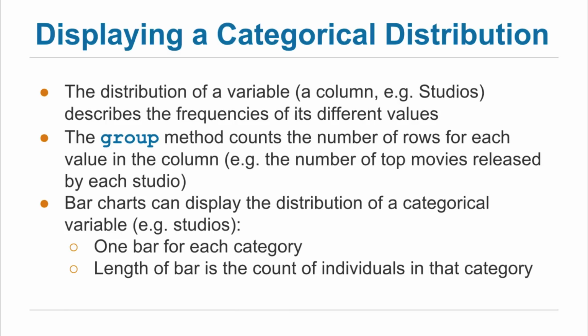There was one bar for each category, and the length of the bar was the count of movies in that studio, that is the count of individuals in that category. We'll do something very similar for numerical distributions, but before we do that, it's a good idea to look at a general principle of visualization that we should keep in mind whenever we look at a visualization or make one. And that's the area principle, which is perhaps best understood by looking at an example.